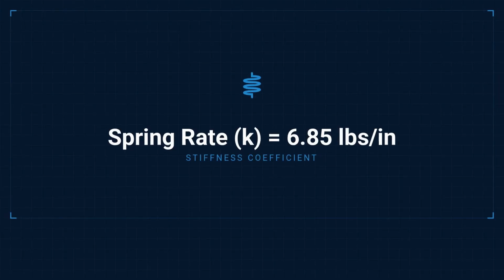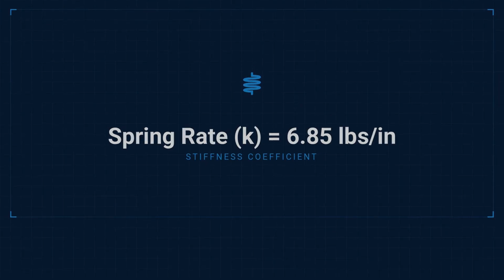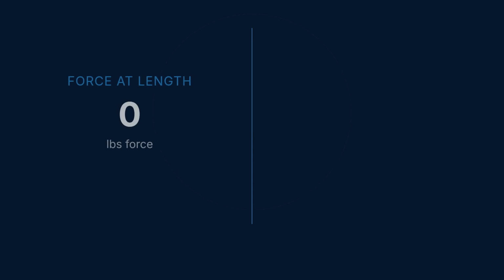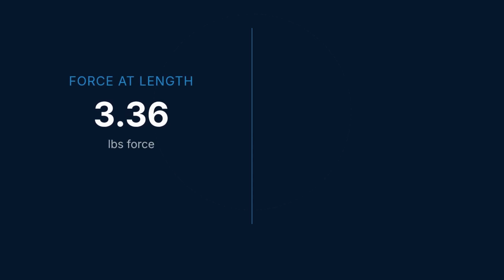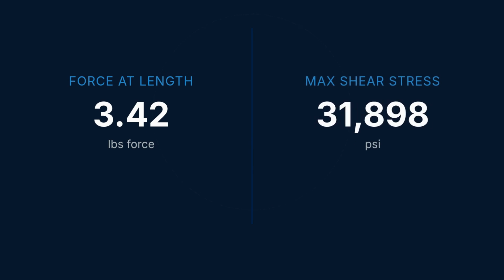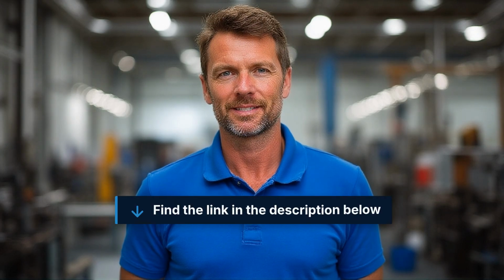The spring rate K equals 6.85 pounds force per inch, telling us the spring stiffness. Force at length shows 3.42 pounds force, which is the load when compressed to our specified 1.500 inches. Maximum shear stress reaches 34,863 psi, indicating the stress level in the wire at this compression. This calculator streamlines your spring design process.